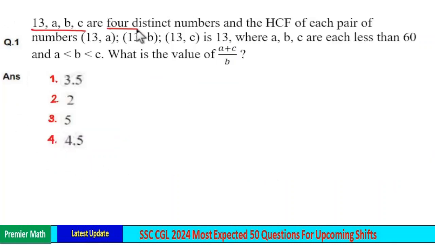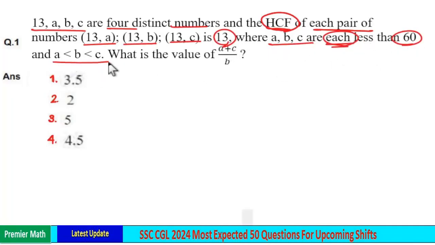13A, 13B, 13C are 3 distinct numbers and the HCF of each pair of numbers 13A, 13B, 13C is 13, where A, B, C are each less than 60. A less than B less than C. What is the value of (A plus C) by B?